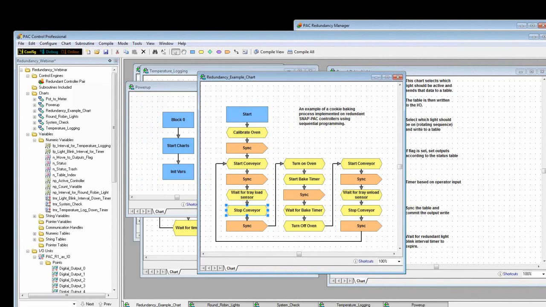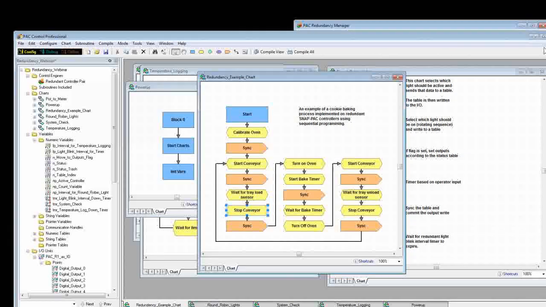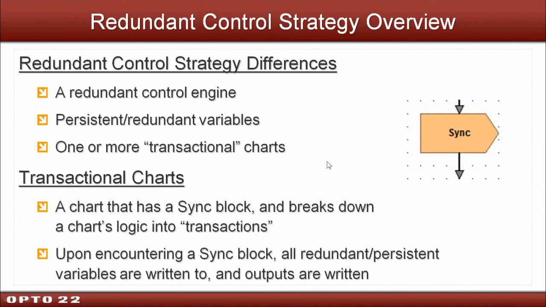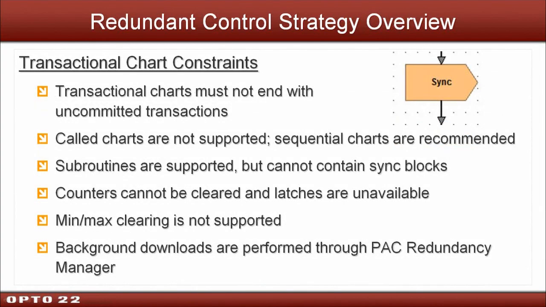Okay, let's go back to the PowerPoint for a couple of closing slides. It's important to understand a couple of transactional chart constraints. Basically, what you want to keep in mind is that you never want to end a chart without committing the transactions. There's some other things in there you want to be aware of, called charts and subroutines and counters and so on.